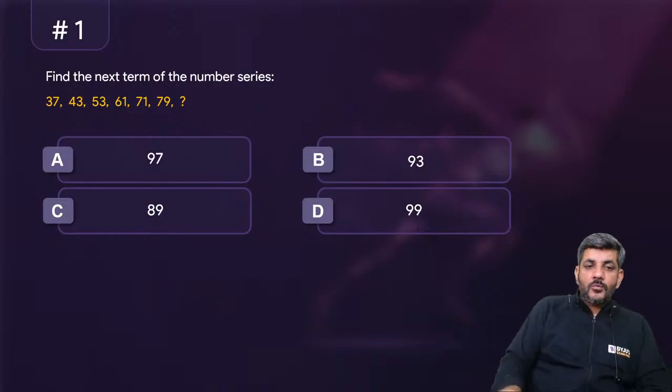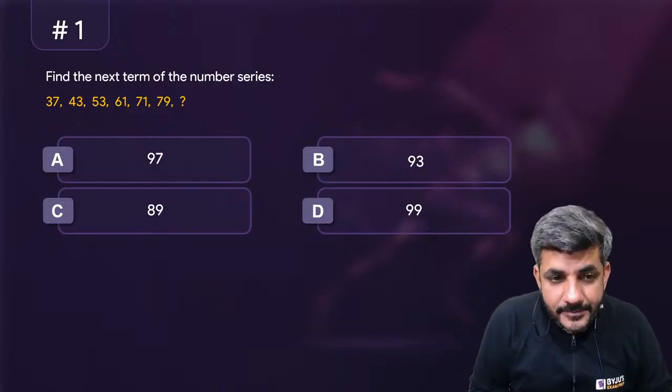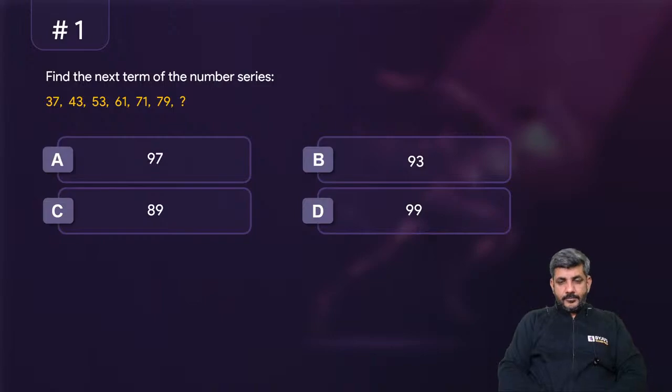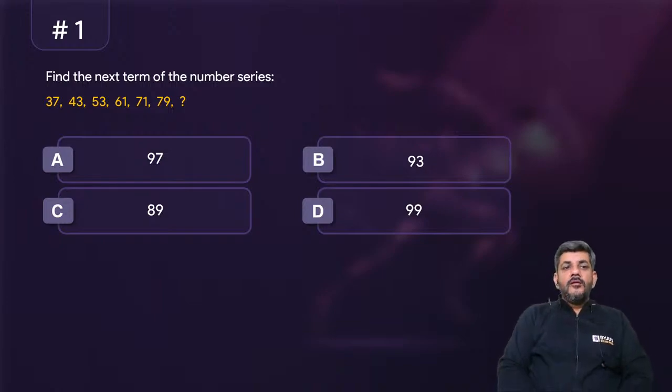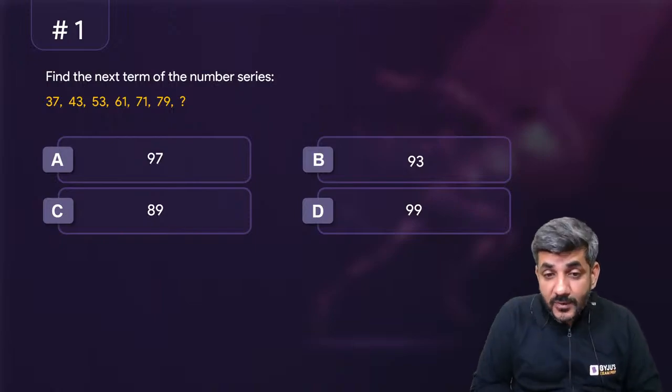Here is the first question. What is the correct answer? Tell me. Find the next term of the number series. Priyanshu Soni is the first person. Again, he was fast yesterday as well.